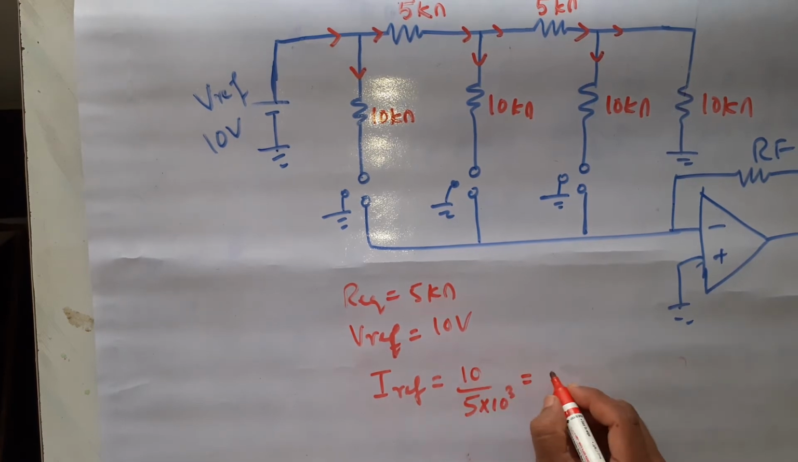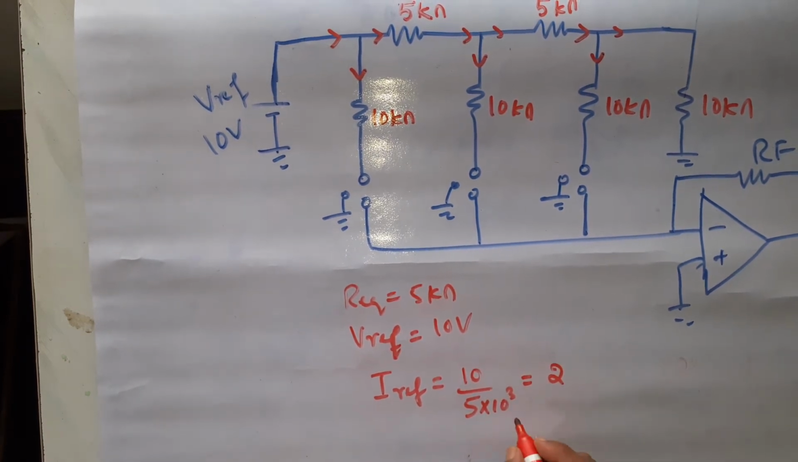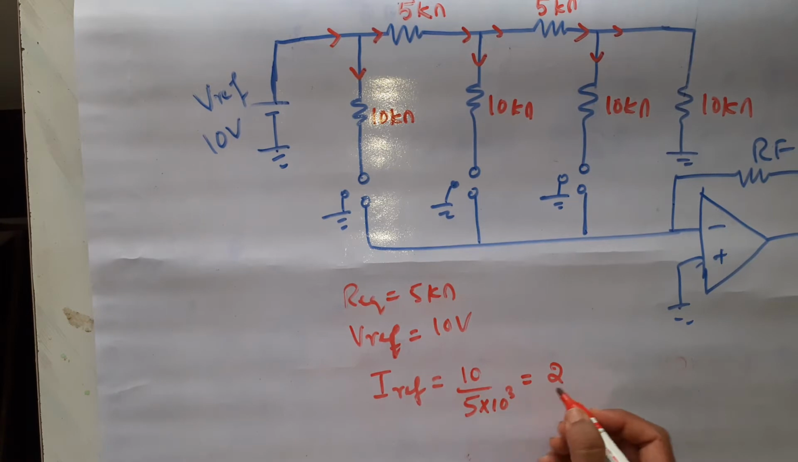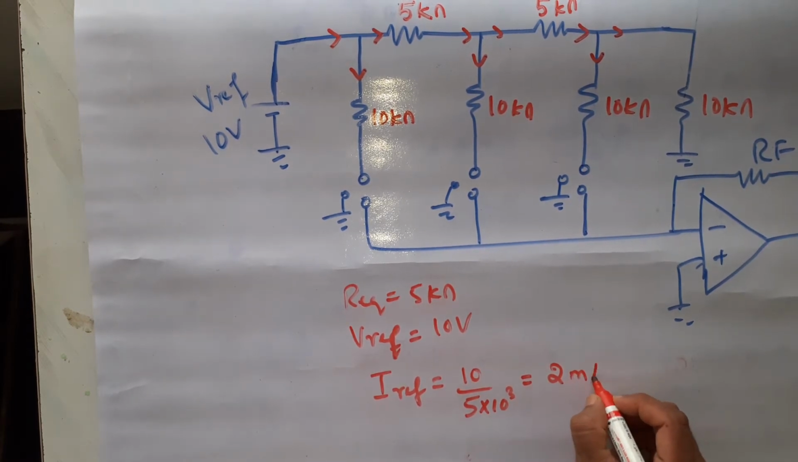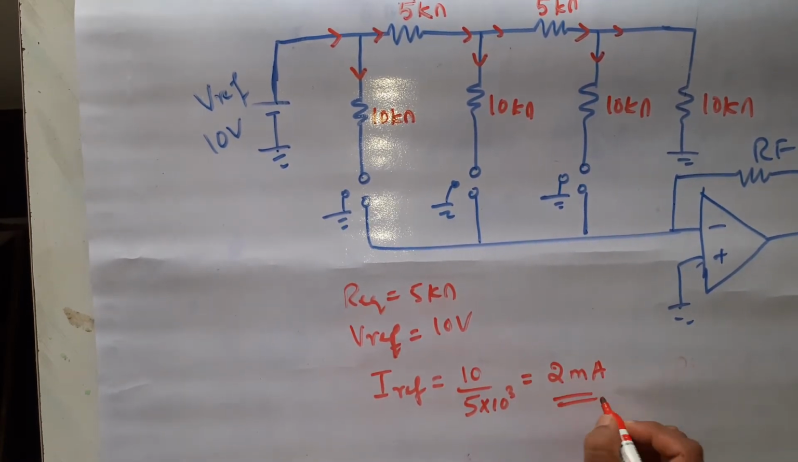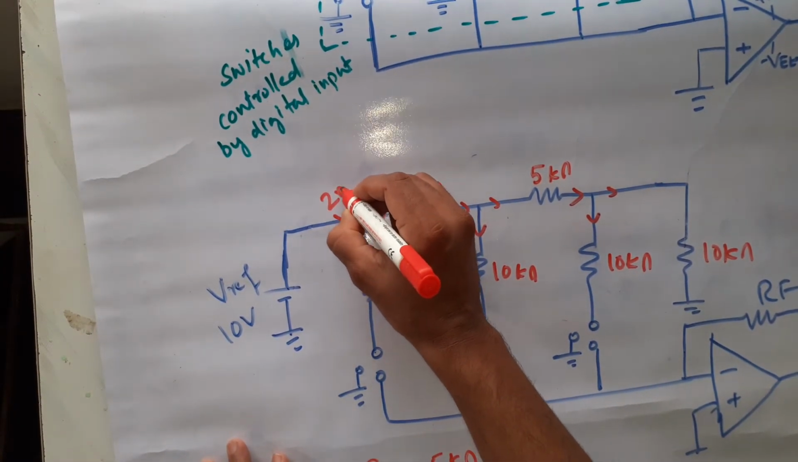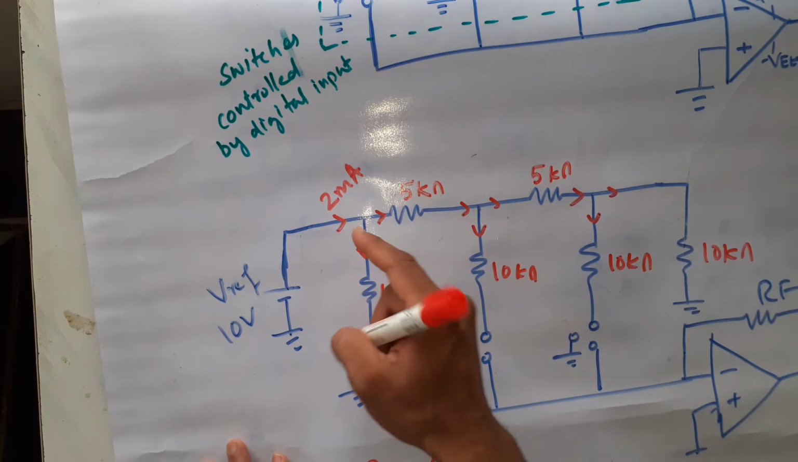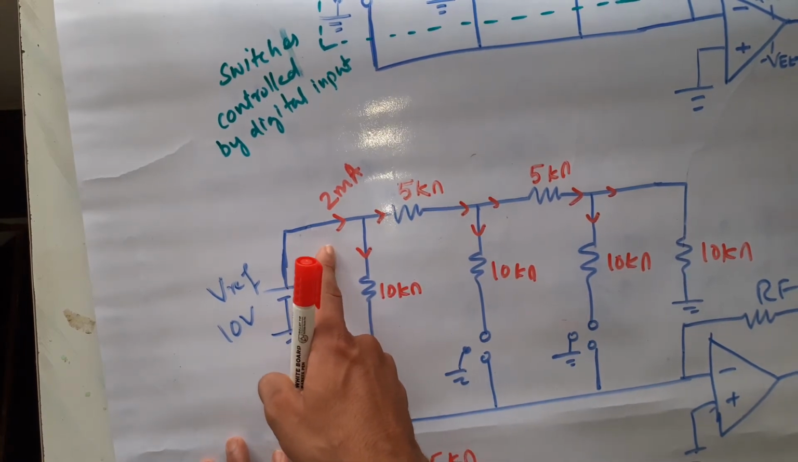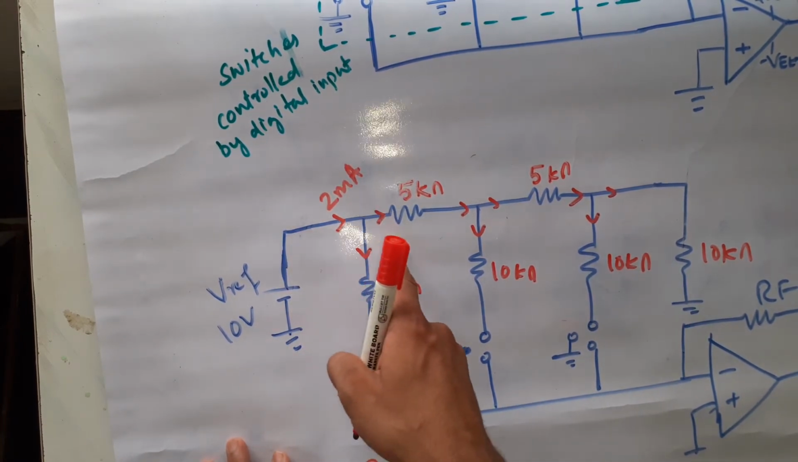So 10 divided by 5 is 2. This k comes up, it becomes milli, right? This will give you 2 milliamps. 2 milliamps is the current. It means 2 milliamps of current is flowing here. This 2 milliamps comes here and splits into 2 currents.